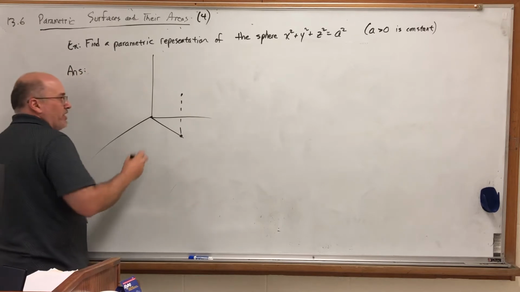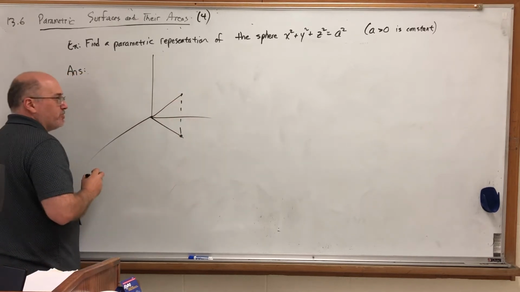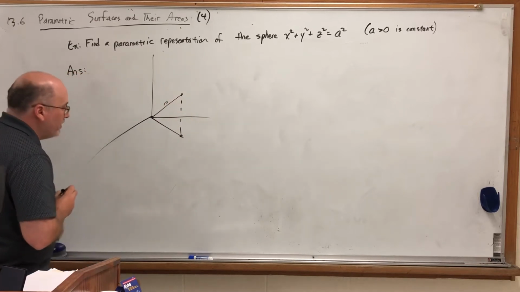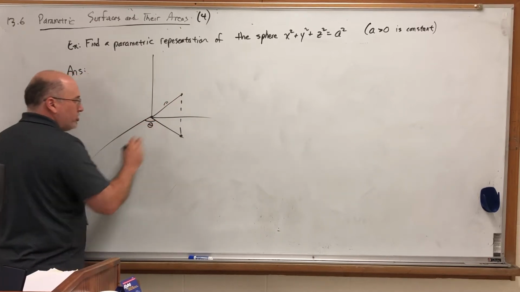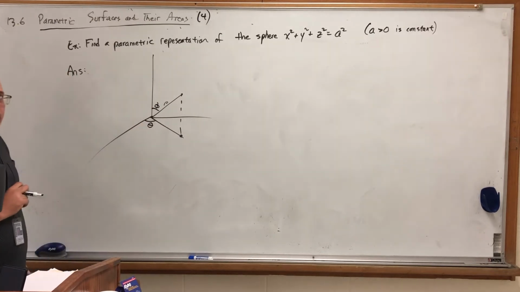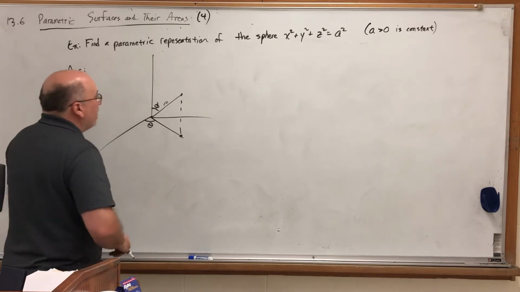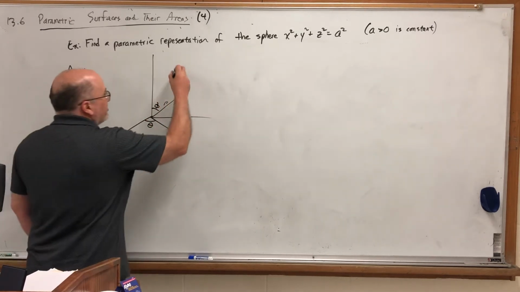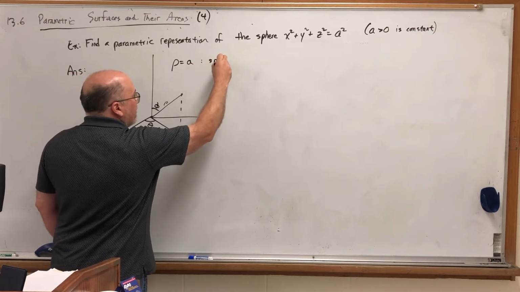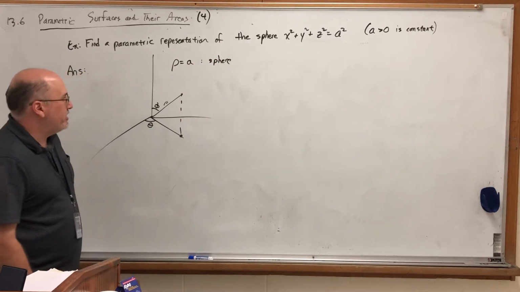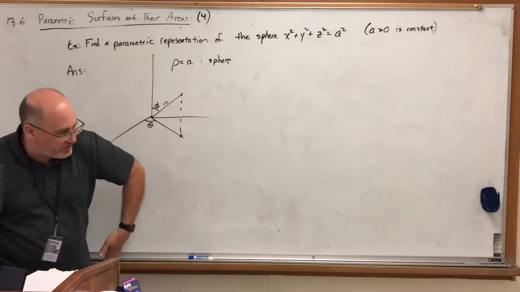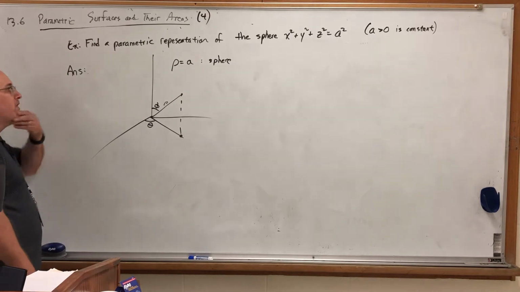Then to get to that point, I need to know three pieces of information in terms of spherical coordinates. I need to know rho, which is the distance from the origin. I need to know theta, which is the rotational angle down in the xy plane. And I need to know phi, which is the tilt angle from the positive z-axis. But recall that in spherical coordinates, rho equals a constant is a sphere. All this is saying is go out a. You can rotate as far as you want, you can tilt as far as you want, all the way down to the South Pole, and you get a sphere.